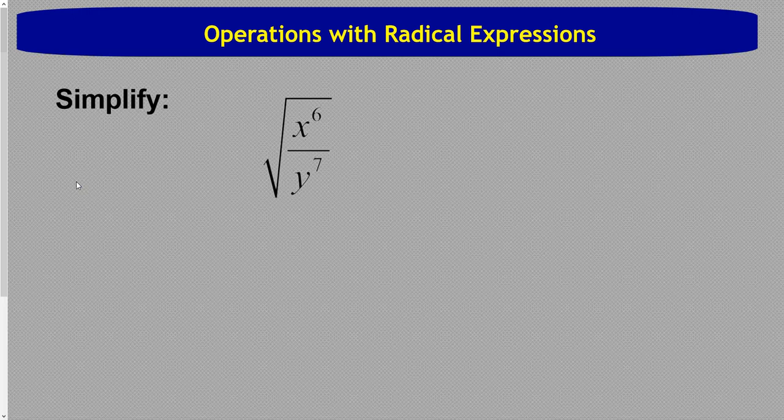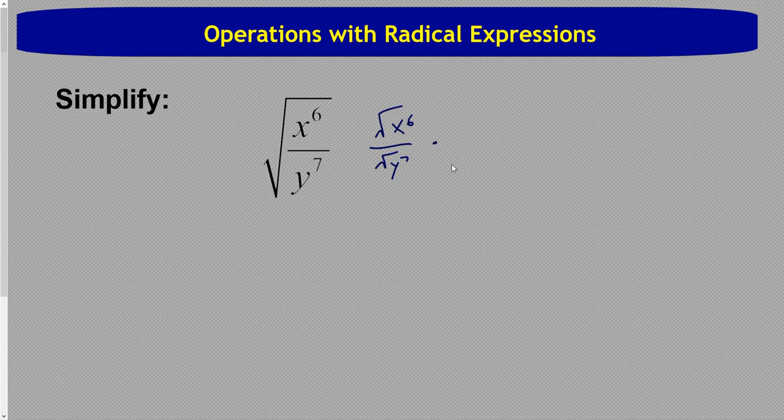I've got the square root of x to the 6th over the square root of y to the 7th. Okay, so let's simplify as much as we can. Now what we're going to want to do is multiply the bottom by itself, because if I multiply by another square root of y to the 7th, I will just have y to the 7th. If I take a square root and multiply by the same square root, it's like I'm squaring it, and I get rid of the square root. The square root cancels.